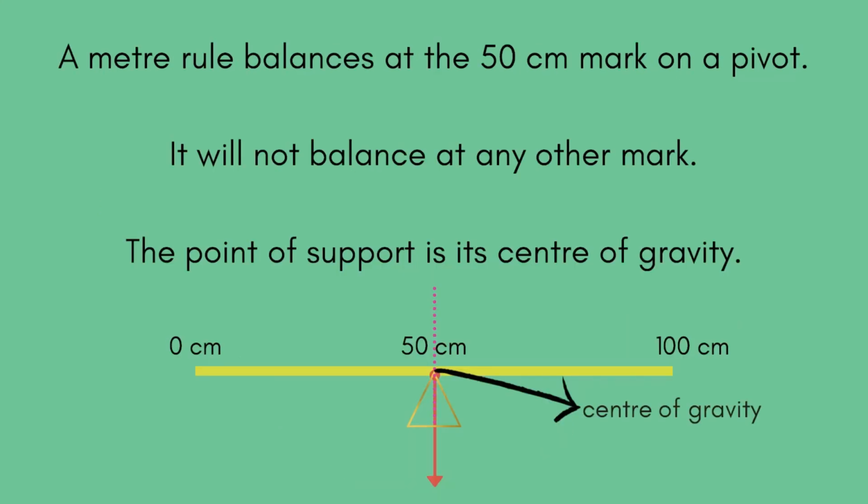A meter rule balances at the 50 centimeter mark on a pivot. It will not balance at any other mark held in this position. The point of support is its center of gravity.